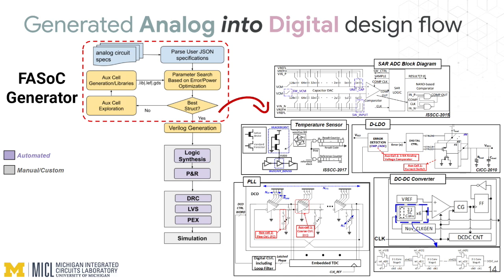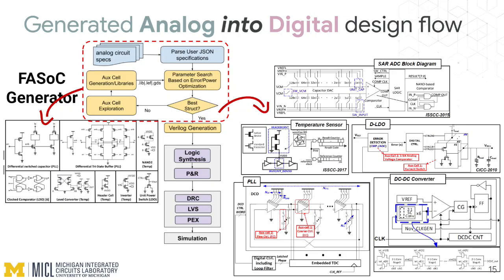I've added a couple of circuit diagrams here that we created for our framework based on legacy designs that we published at ISSCC or VLSI or CICC. These designs have already been proven on silicon, so we took them as templates for our generators. And we have here SAR ADCs, temp sensors, DLDOs, PLLs, DC-DC converters. I highlighted the auxiliary cells, which are the analog functions, in blue, and they can usually be a flying cap, a switch, or a comparator, and so on.